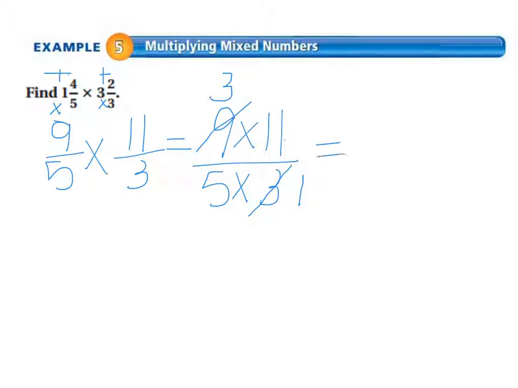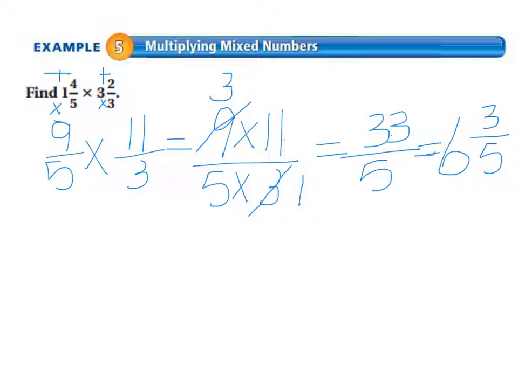Now I can multiply across my numerators. 3 times 11 is 33, and 5 times 1 is 5. That's an improper fraction, so I should simplify and get it back into a mixed number. There are 6 groups of 5 in 33. 6 times 5 is 30, which would leave me with 3 left over 5, so my answer is 6 3/5.